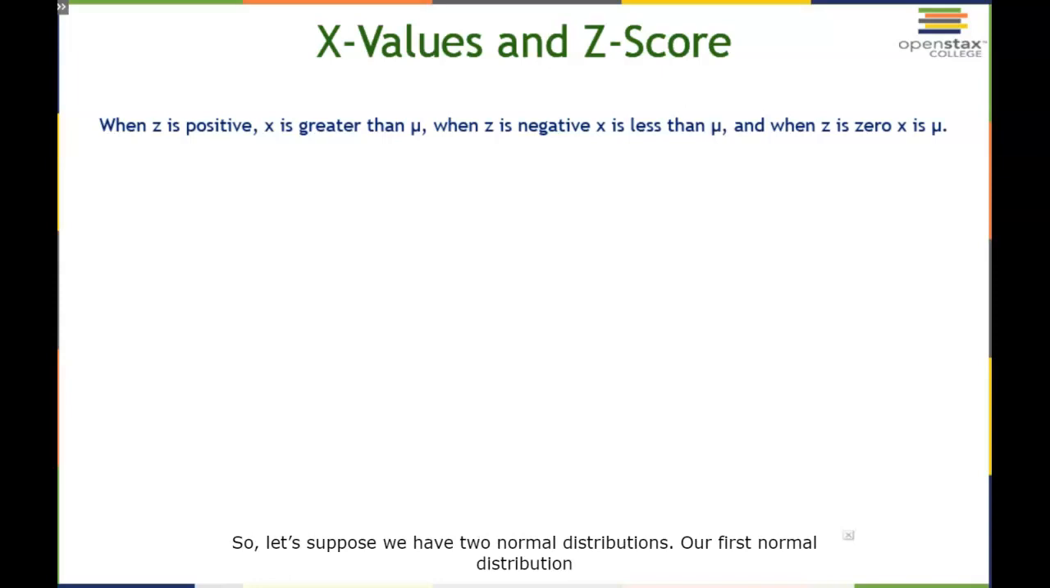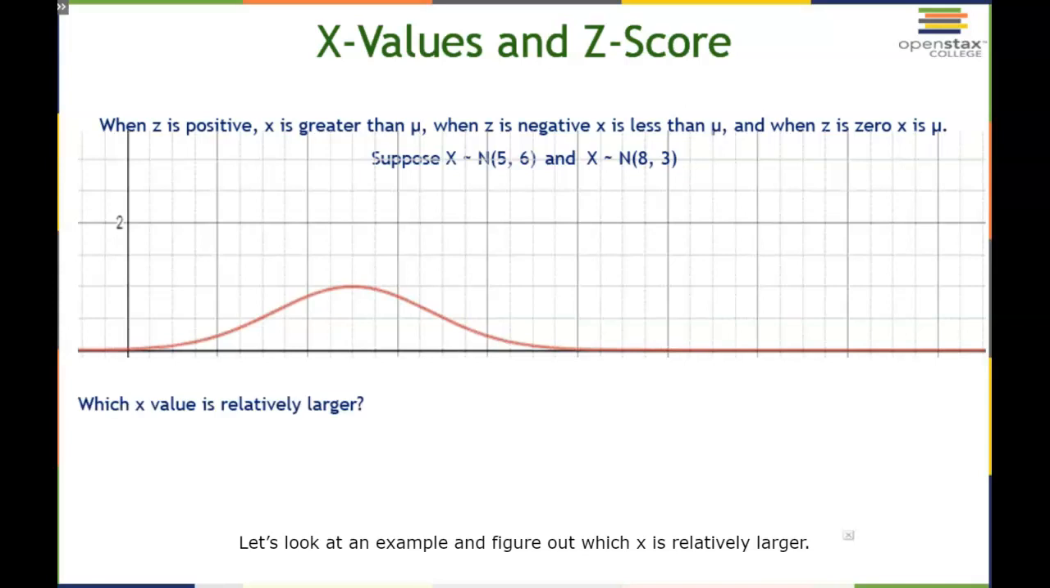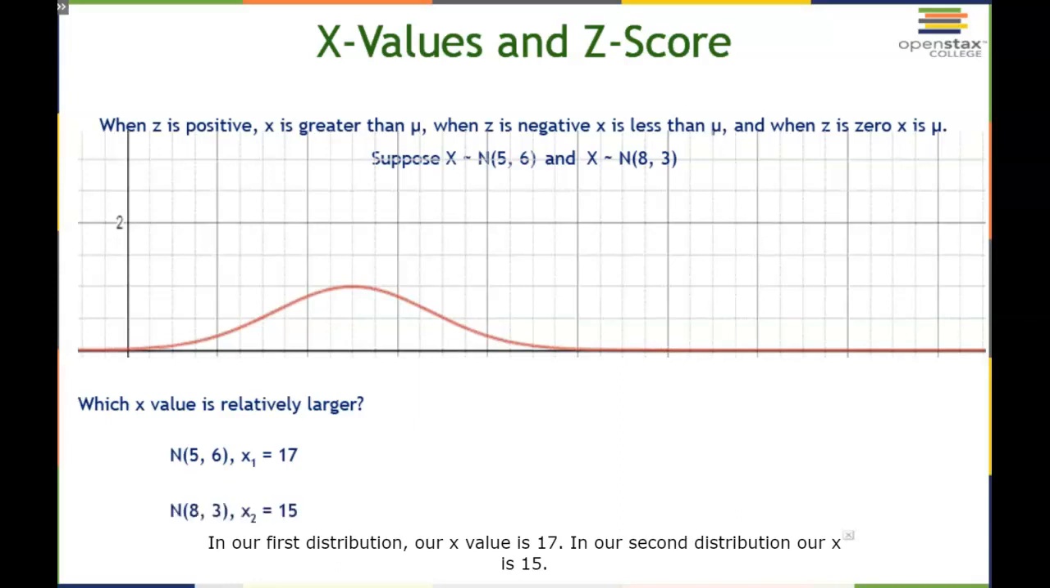So let's suppose we have two normal distributions. Our first normal distribution has a mean of 5 and a standard deviation of 6. Our second normal distribution has a mean of 8 and a standard deviation of 3. Let's look at an example and figure out which x is relatively larger. In our first distribution, our x value is 17. In our second distribution, our x is 15.